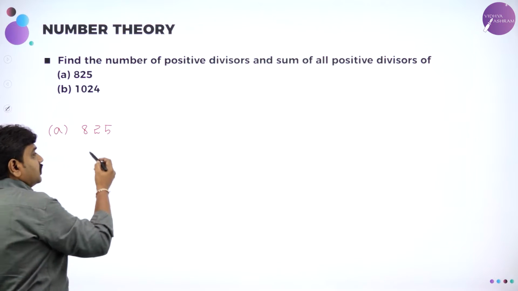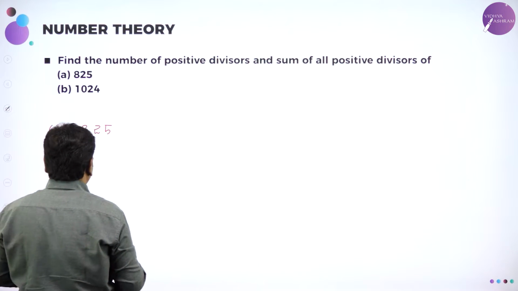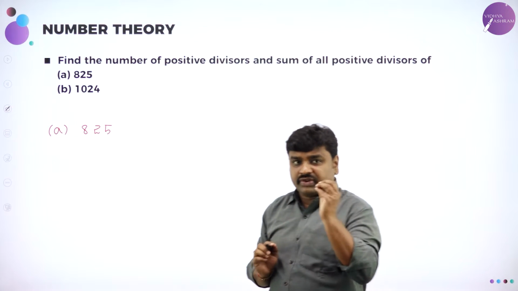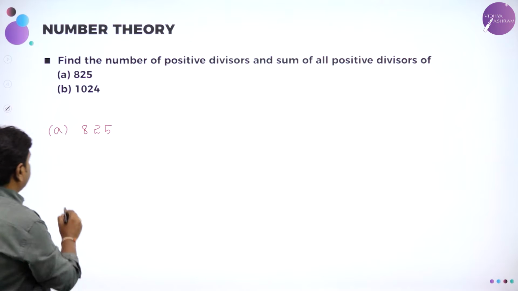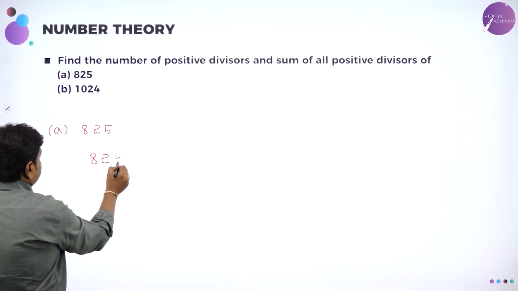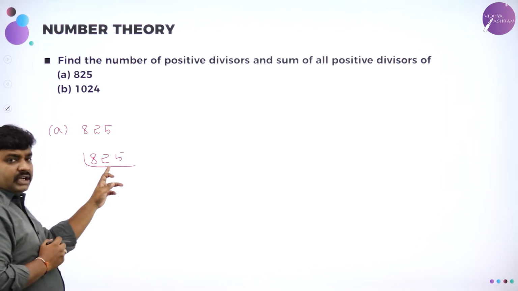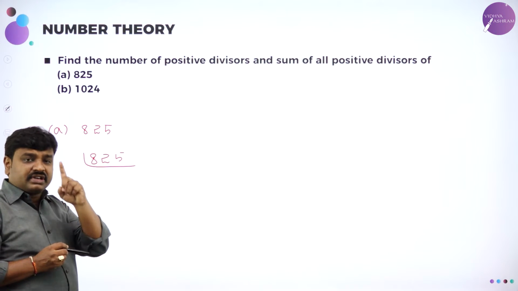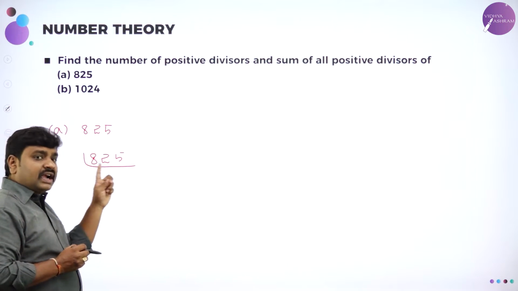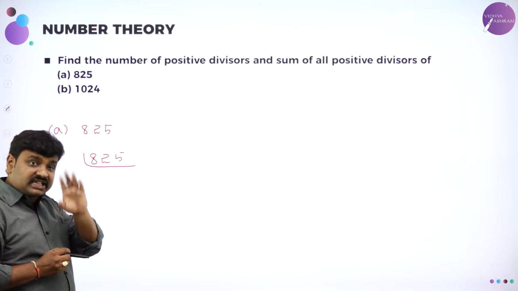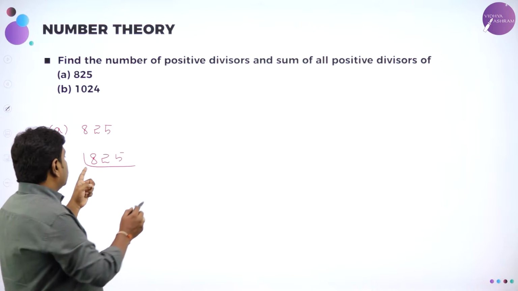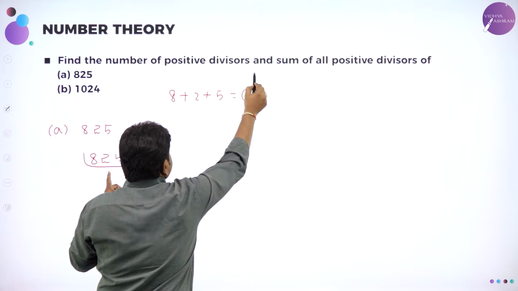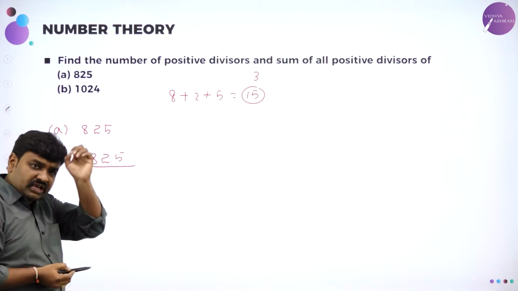How to find sum of divisors and number of divisors? We'll see. First do prime factorization of 825. I'll take 825, repeatedly divide it with prime factors. The ending number is 5, so it is divisible by 5, and check whether it is divisible by 3. Criteria for checking divisibility is simple. Add the digits. The number after adding, if it is divisible by 3, then the whole number is divisible by 3. So 8 plus 2 plus 5 gives you 15. All of you know 15 is divisible by 3. So therefore this 825 will be divisible by 3.